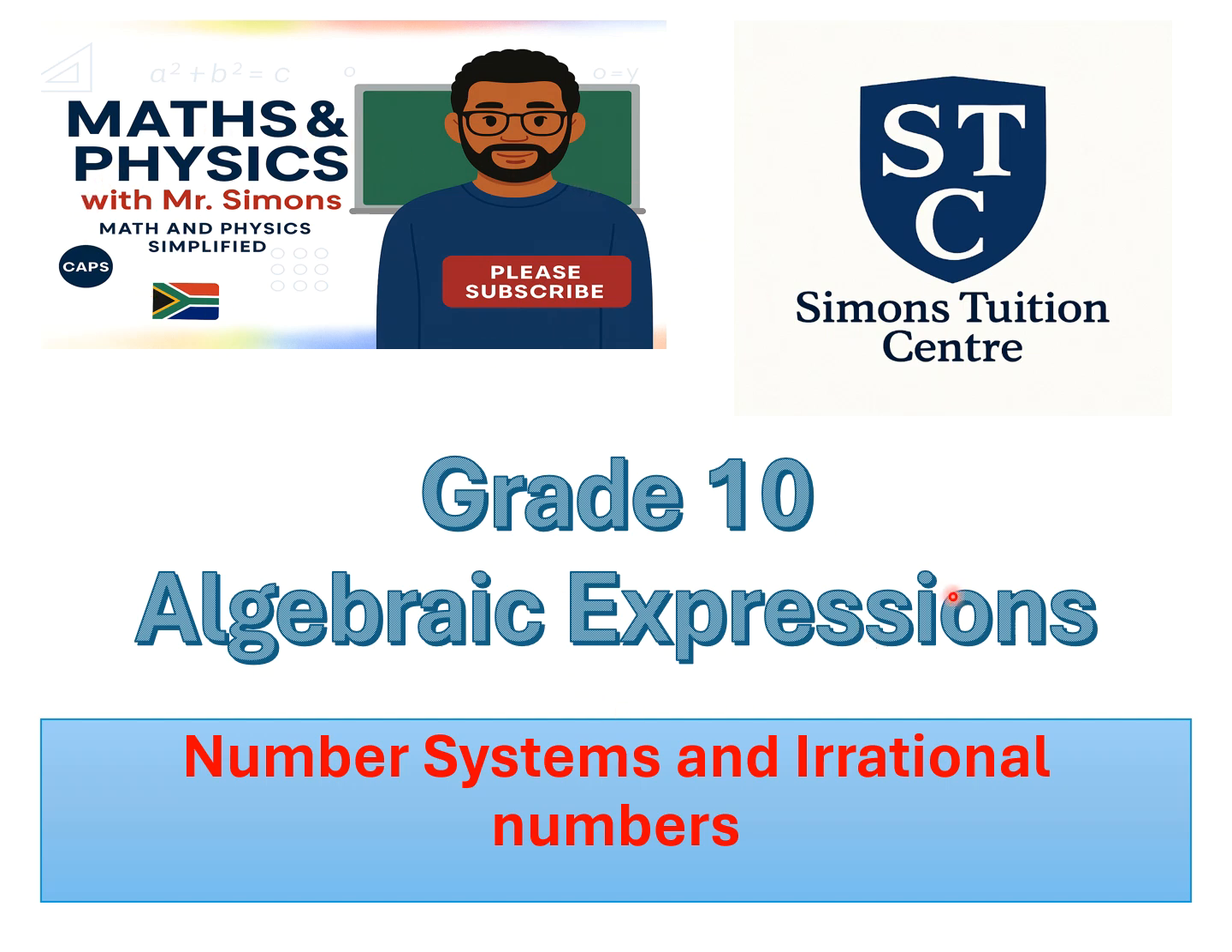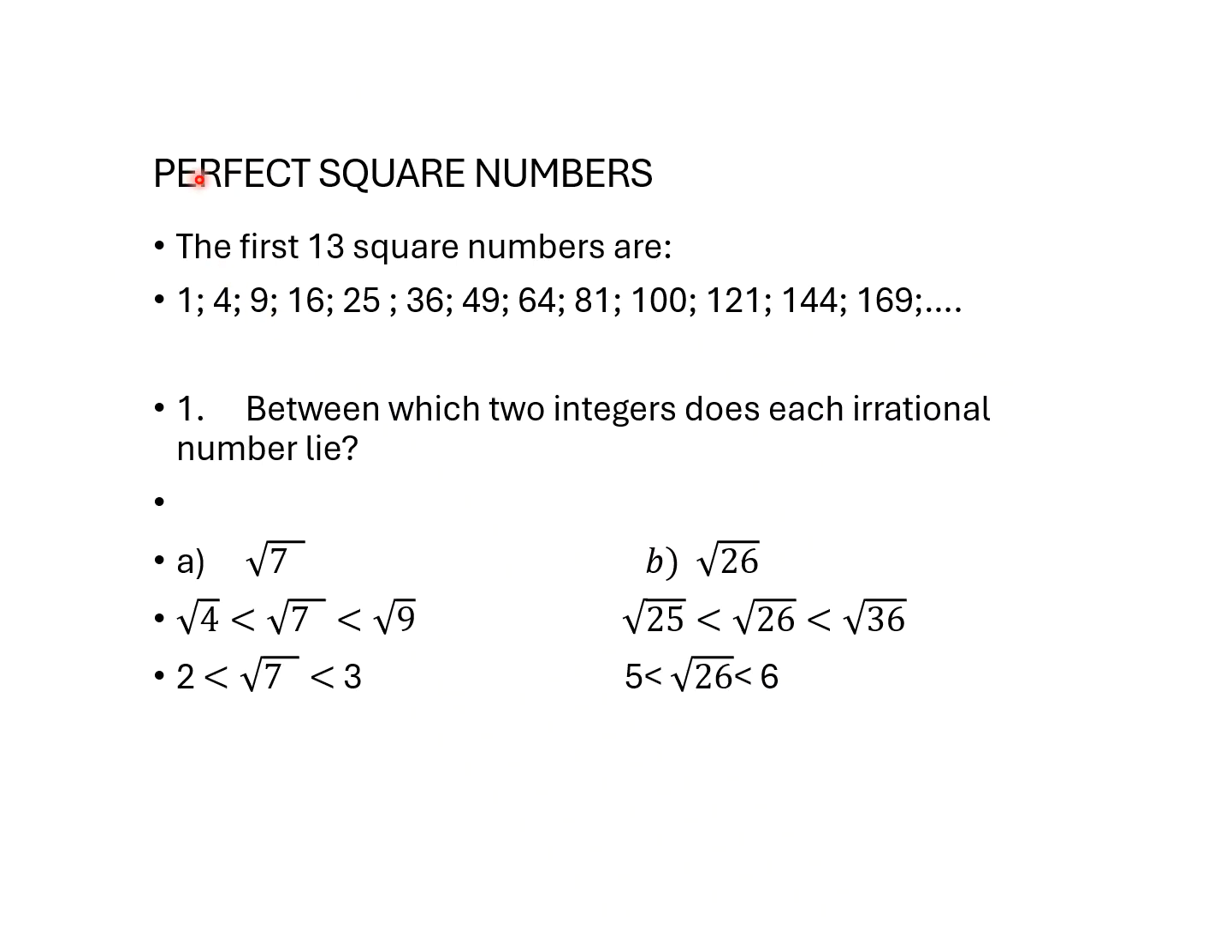Today's classwork on algebraic expression. We're looking at the number system and irrational numbers, alright? Or between which two integers a number lies. First and foremost, to answer this, I need to know the first 13 perfect square numbers, which is 1, 4, 9, 16, all the way to 169, meaning 13 times 13, 12 times 12, 7 times 7, etc.